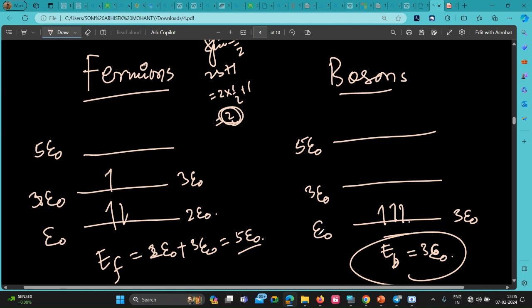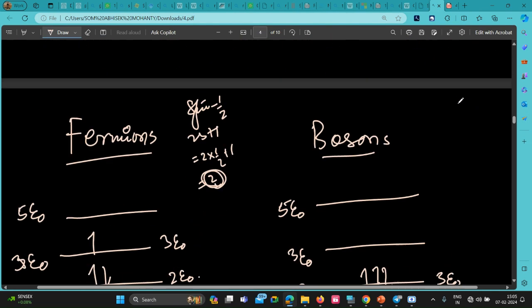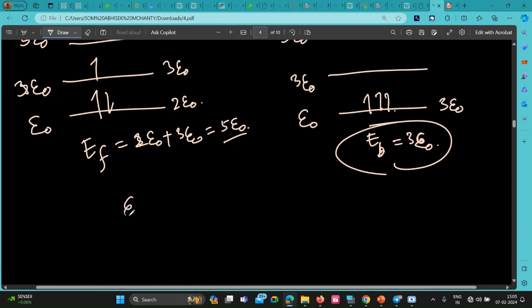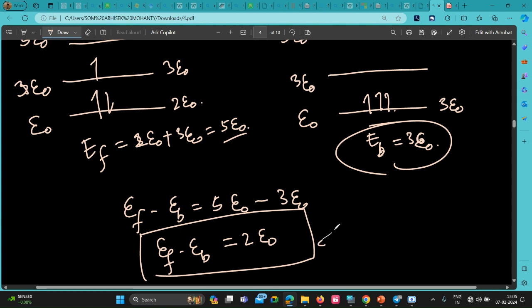So what is the question? The question is, what is the value of EF minus EB? EF minus EB is equal to 5 E naught minus 3 E naught, that is equal to 2 E naught. This is your EF minus EB. Is that alright? Okay, that is the answer.